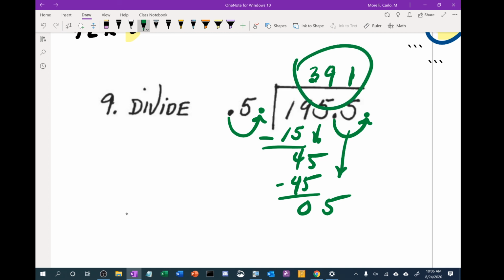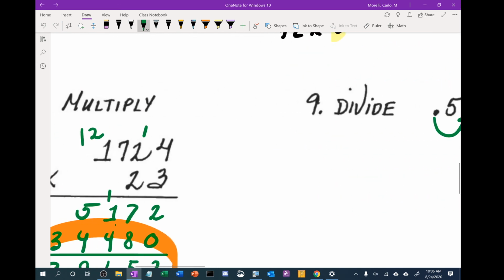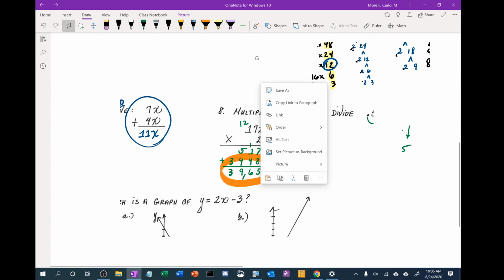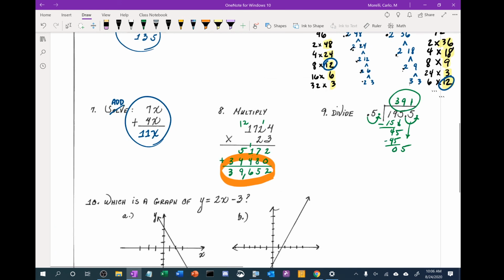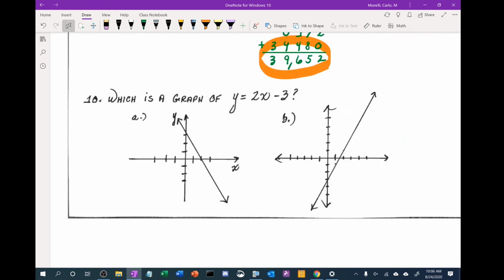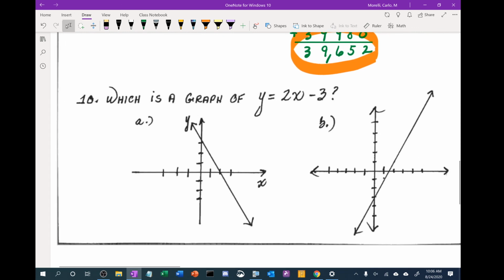Can somebody check that for me? Just to make sure that we're right. It's correct? All right, guys. So moving on, our last problem. Which of these two graphs is a graph of y equals 2x minus 3?